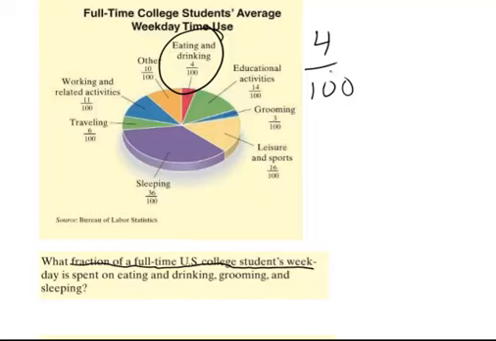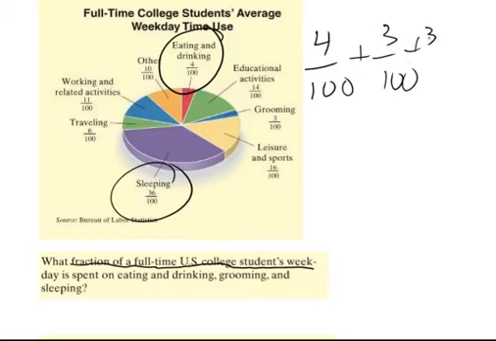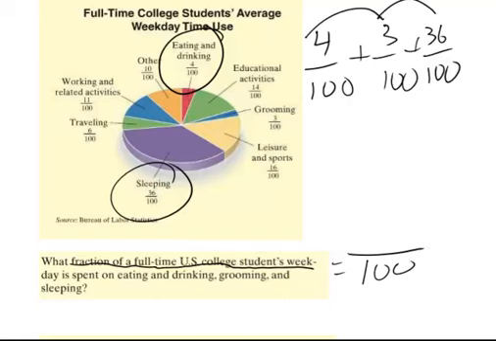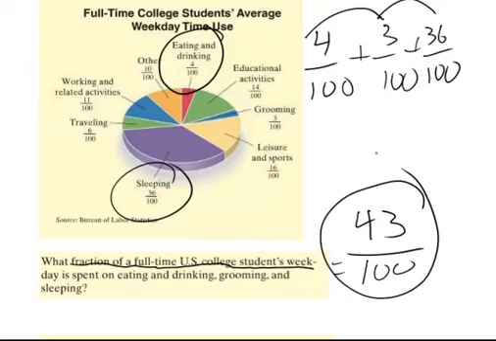And I also need grooming. Well, grooming is 3 over 100, so I'm going to add that. And sleeping. Where's sleeping? Sleeping is down here, 36 over 100. Okay, so again, I'm going to add all those numbers up together. So I know my bottom number is going to be 100. So 4 plus 3 is 7. 7 plus 36 should give me 43. I can't reduce 43 over 100, so that'll be my final answer.